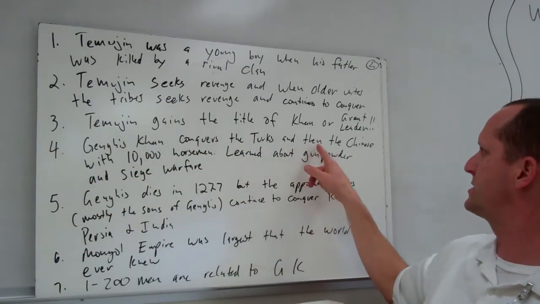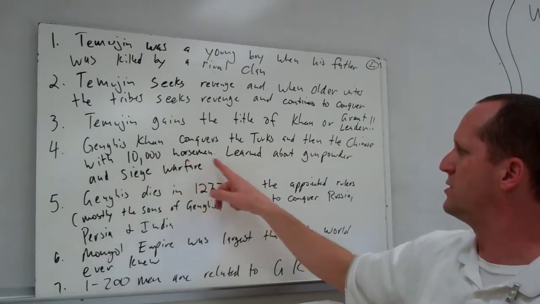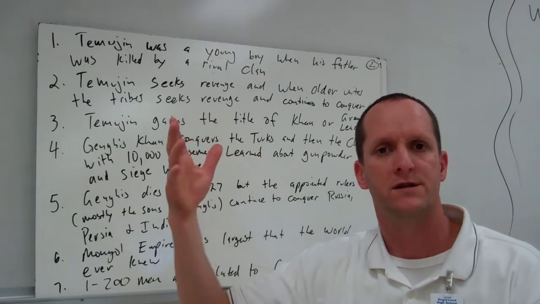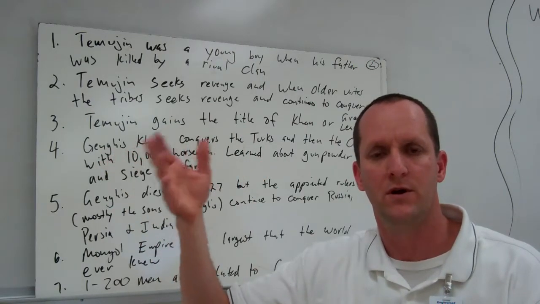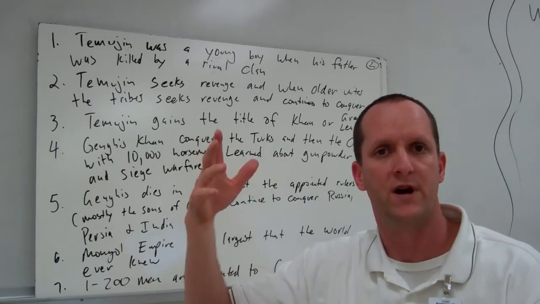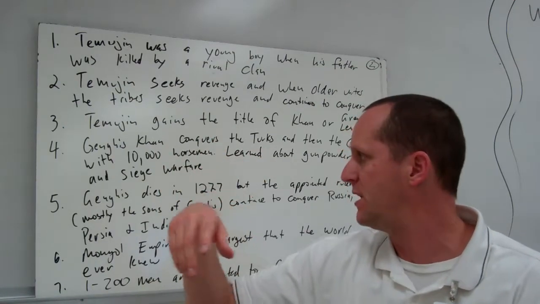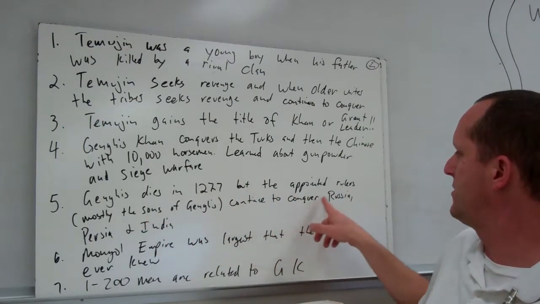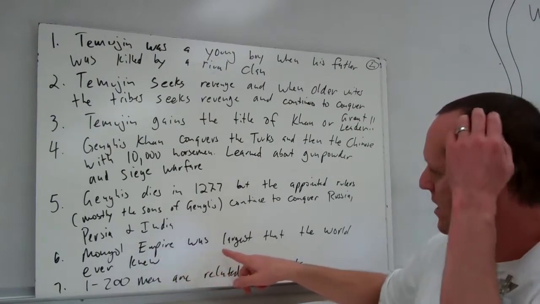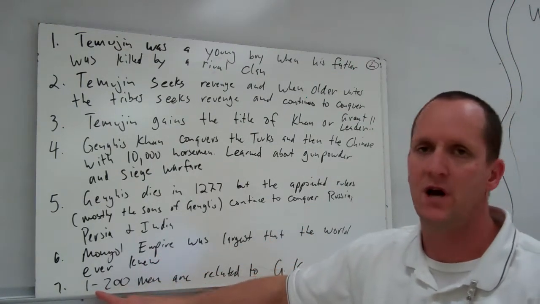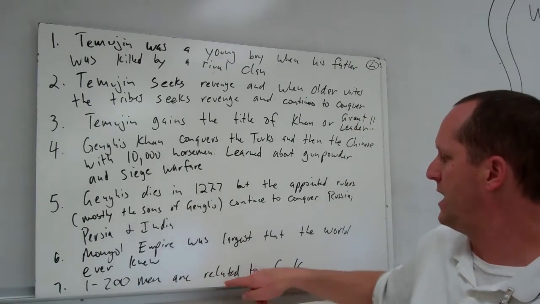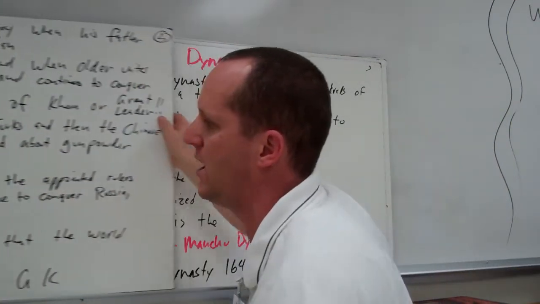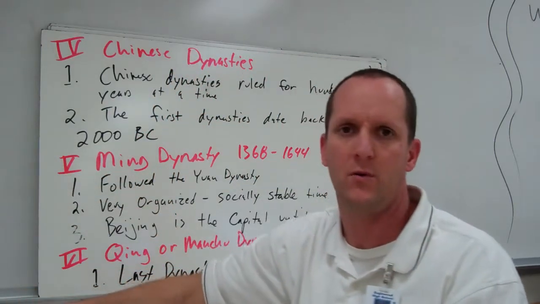Genghis Khan conquers the Turks, and then the Chinese, with 10,000 horsemen, and learned about gunpowder and siege warfare from the Chinese. So every civilization that he conquered along the way, he would take some of the warfare tactics that they had used and use them himself. Genghis dies in 1227, but the appointed rulers, mostly the sons of Genghis, continue to conquer Russia, Persia, and India. The Mongol Empire was the largest that the world ever knew, and we've talked about this in class. One in 200 men are related to Genghis Khan, and that's a pretty important fact, noting how influential Genghis Khan was all the way across Asia.